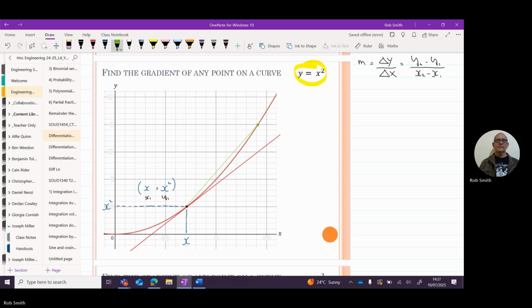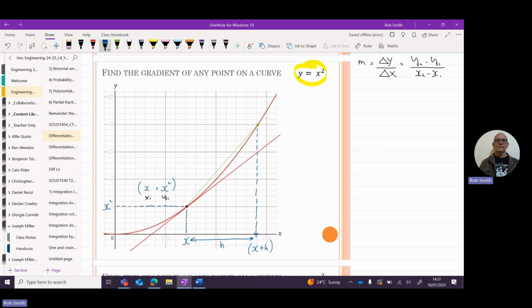So let me work out the coordinates of this green dot. If you look at what we've done, we've taken this value of x and we've moved it by a certain distance to here. If I call that certain distance h, then you can see that this point here is going to be x plus h.